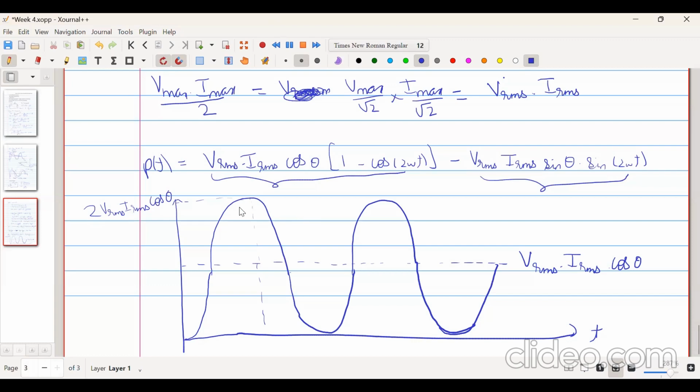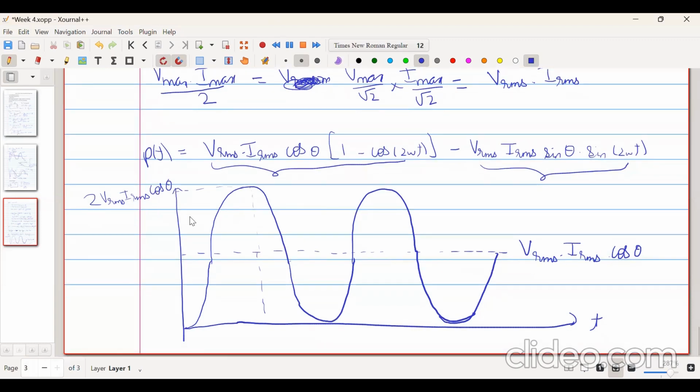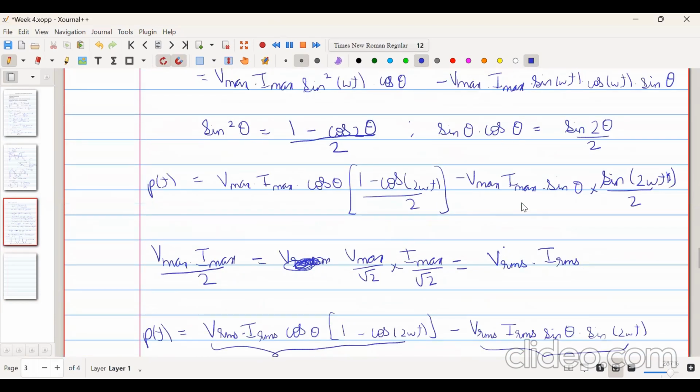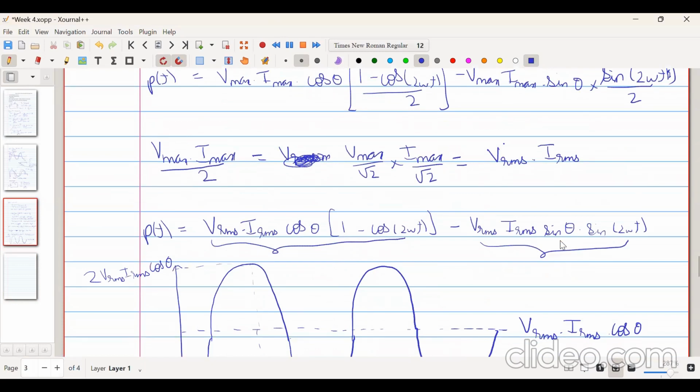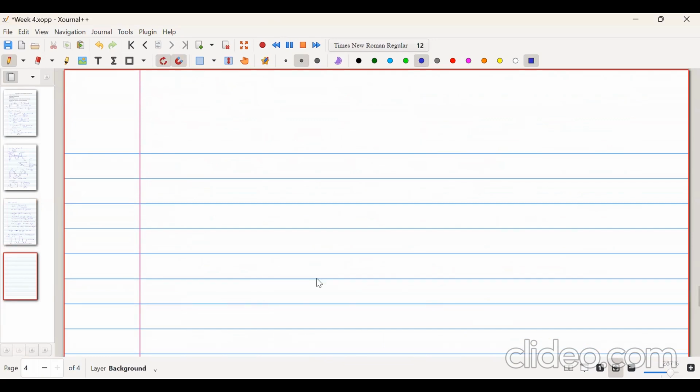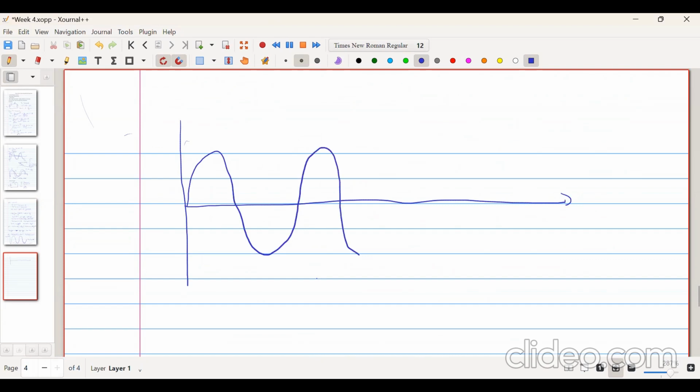Yes, sir. Now we will consider the second component, that is, VRMS IRMS sin theta into sine of 2 omega t. We will draw that graph. That is the reactive power. It is drawn like this, going like this, like this, like this.